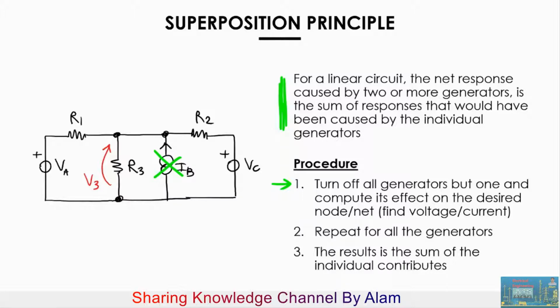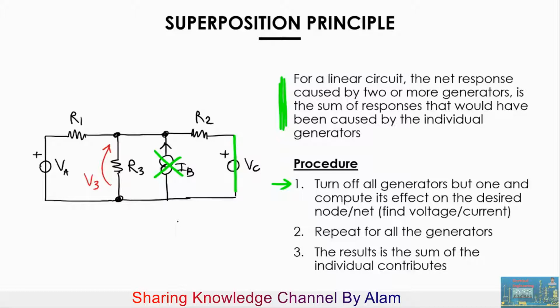VC is a voltage source. Its job is to generate a voltage. Turning it off means setting the voltage to zero. A component that, no matter the current, always has a voltage drop of 0 volt is indistinguishable from a wire. So turning off a voltage generator is equivalent to replacing it with a wire. So we are shorting VC out.